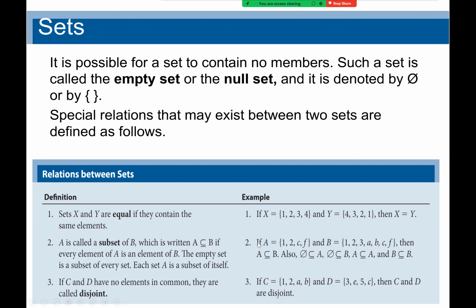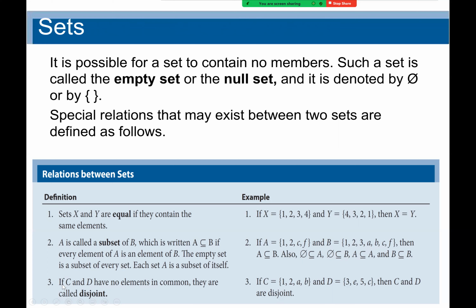So for example, we have set A equal to 1, 2, C, and F. Set B is 1, 2, 3, A, B, C, F. We can see that all the elements in set A are also in set B. But there are some elements in set B that are not in set A. So here we can say again, A is a subset of B. And we can use the symbol A is a subset of B.